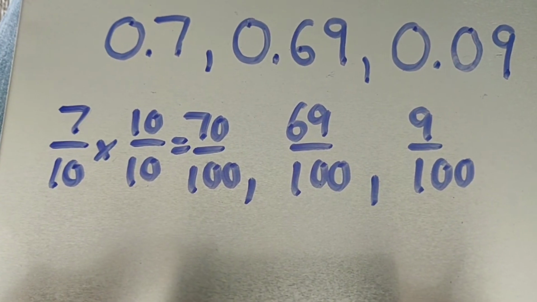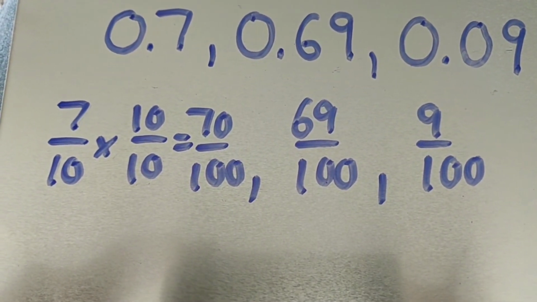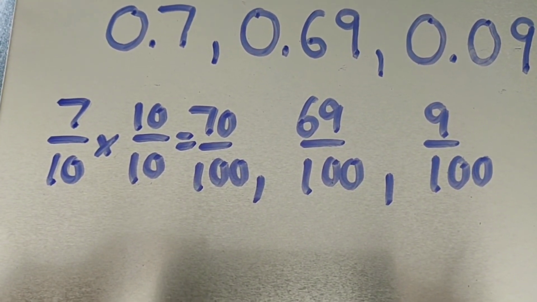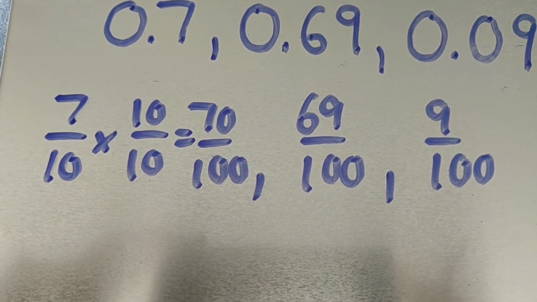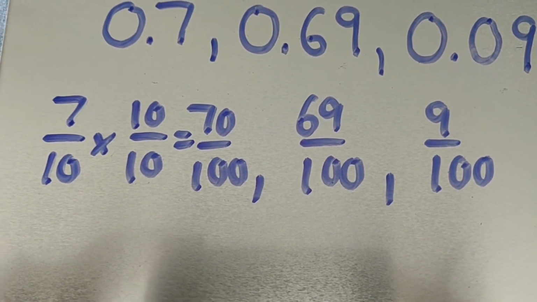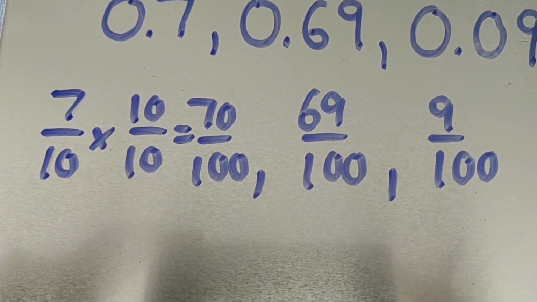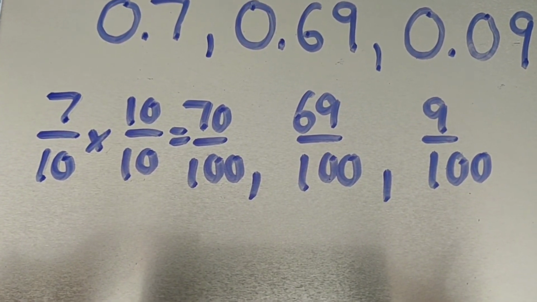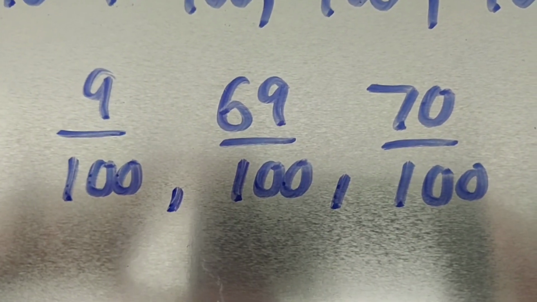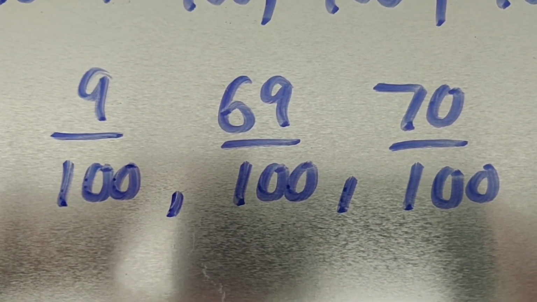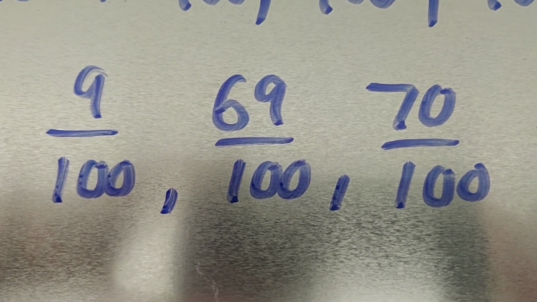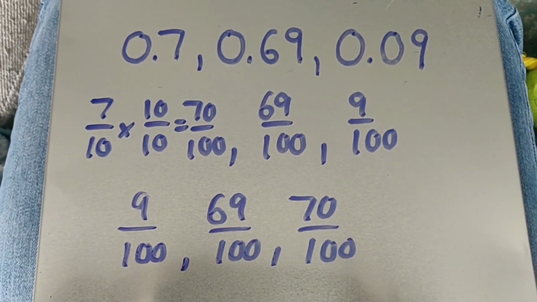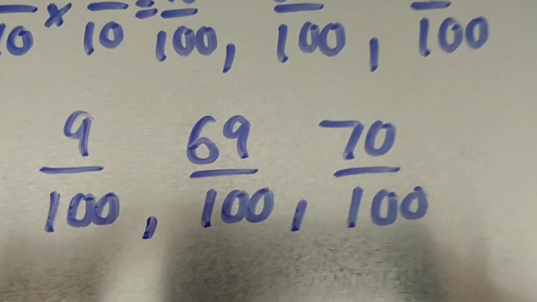Now we can put those fractions in order from least to greatest. Well, what's the least fraction there? They're all broken into 100 equal parts, the same size parts. If we have 70 of those same size parts, 69 of those same size parts, 9 of those same size parts, which is the least? So hopefully you recognized that 9 hundredths was the least, 69 hundredths was in the middle, and 70 hundredths was the greatest.